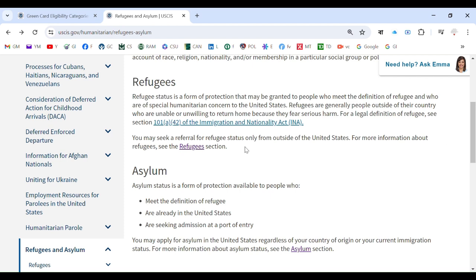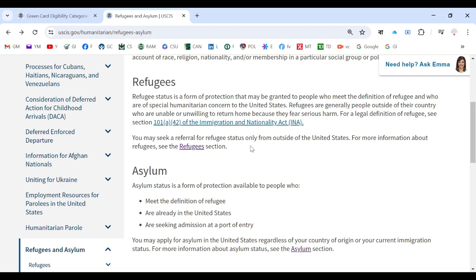So what is asylum? Asylum status is a form of protection available to people who meet the definition of refugee. That means to be an asylee, you must also be refugee eligible, like you are of special humanitarian concern, and you are unable or unwilling to return to your home country, but you are already in the United States. So this is the difference between refugee and asylee. In case of a refugee, you can apply if you are outside the United States. You cannot apply for refugee status inside the United States.